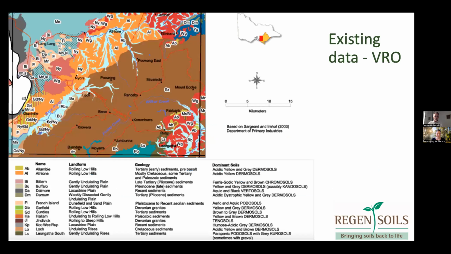So here's an example. VRO is Victorian Resources Online. It's a really good repository of what soil information we have here in Victoria. And there's been some very good mapping done, particularly in the south of the state. This is just a snippet of one of those maps, the Warrigal soil sheet, and it's showing us what the dominant soil orders are in this particular part of South Gippsland.